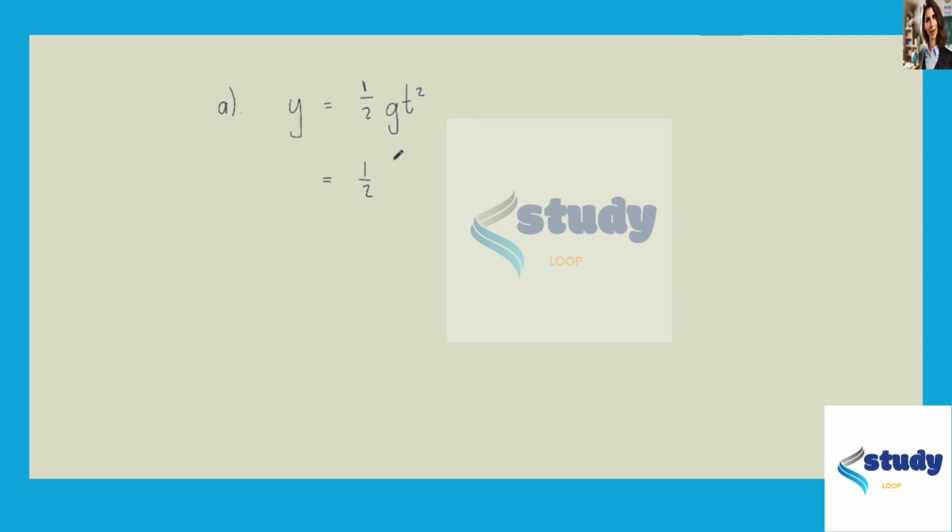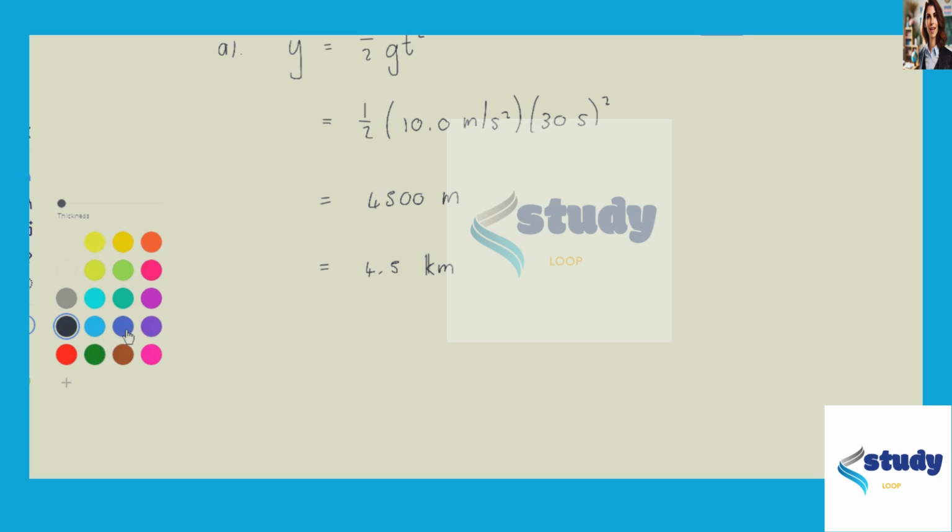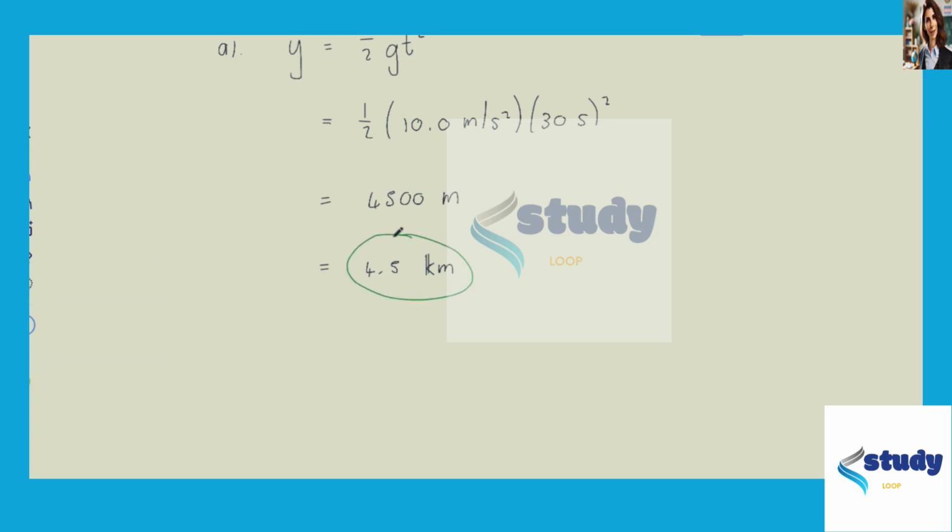So this is a half times, we'll use the value 10 meters per square second as an estimate for gravity, times the time over which it falls, 30 seconds, all squared. So if we calculate this, we get 4,500 meters. So the engine falls a vertical distance of 4,500 meters, which we know is 4.5 kilometers as given. So we see that the engine falls 4.5 kilometers since it falls from rest from the airplane in the vertical direction.